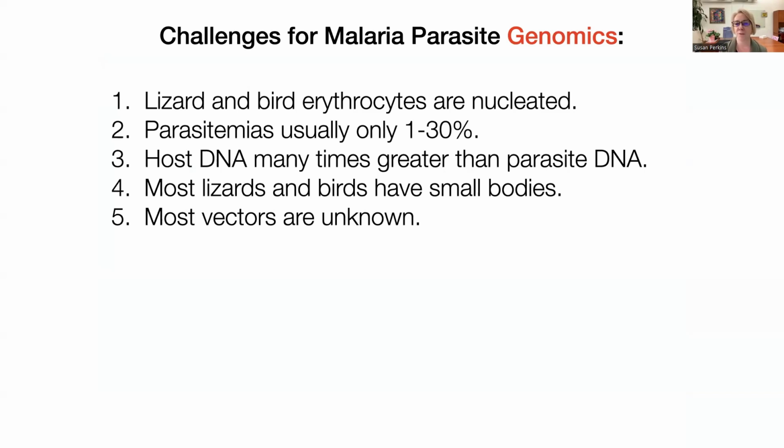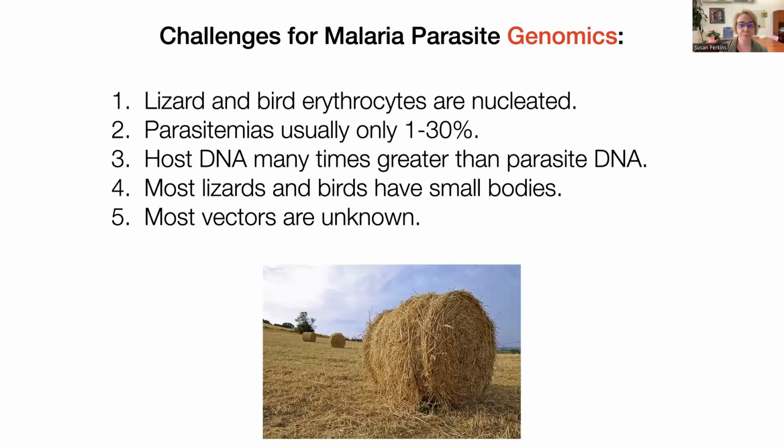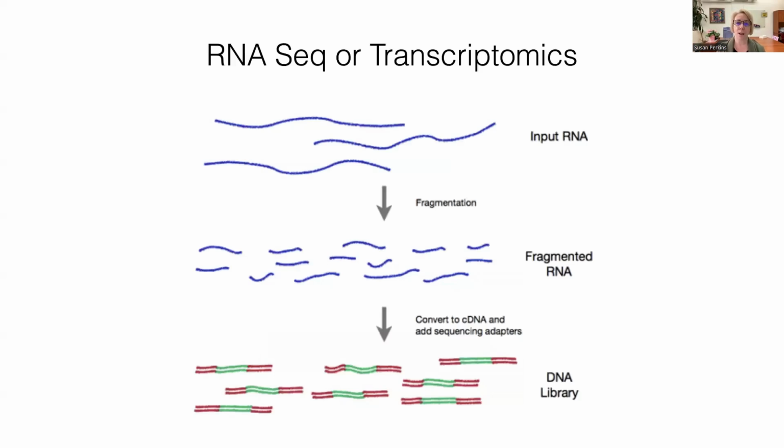The lizards and birds have small bodies. So even if we could brute force, just get everything we could, there's still not a lot of parasite DNA in there. And then if we wanted to use the other side of the life cycle equation and take DNA from the vectors, we don't even know what they are for a lot of these taxa. And so it's a proverbial needle in a haystack. So instead of beating our head against the wall trying to get genomics, one of the things that at least temporarily has been very beneficial is instead focusing on transcriptomics, or sequencing the RNA.